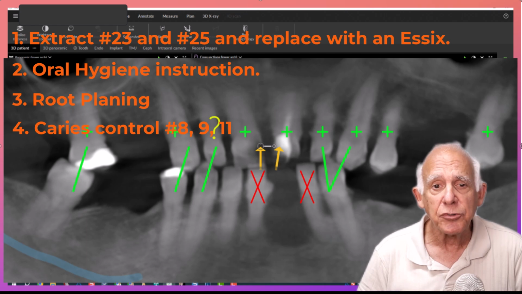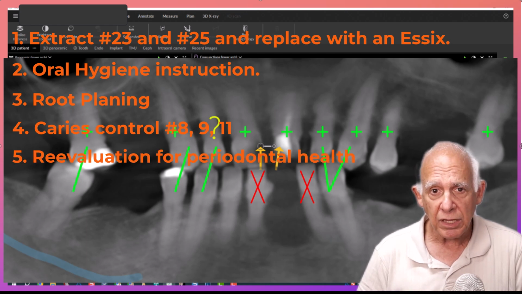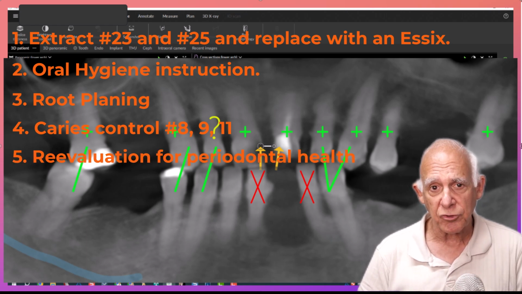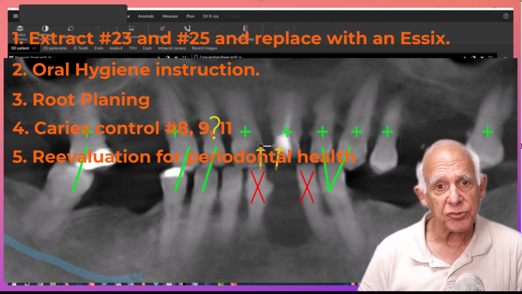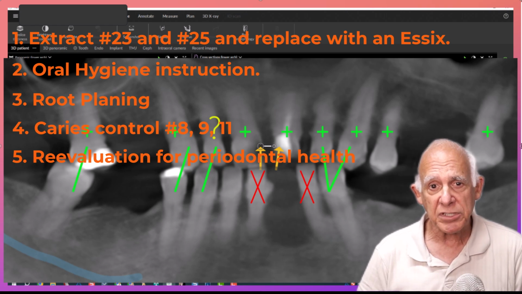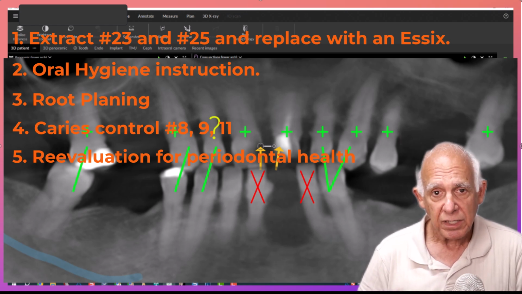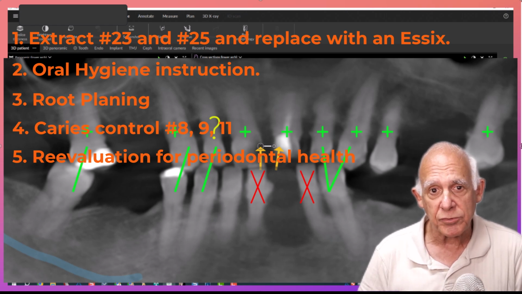Okay, now do a reevaluation. And the reevaluation is a full reevaluation. Full reevaluation means periodontal probing, means checking mobilities, make sure he's comfortable, make sure the occlusal stops that we've set on the teeth are really working well and he can function well on those teeth.